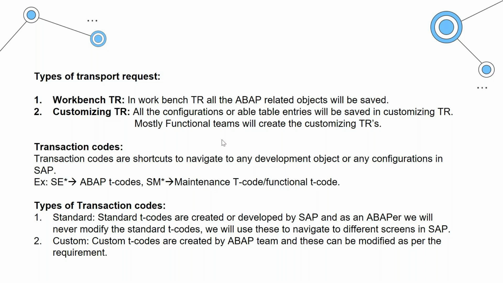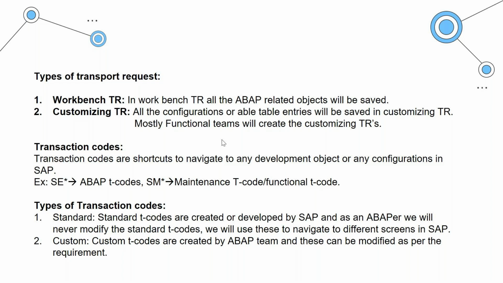Then transaction code or T code. What is a T code? In SAP, for us to navigate from one screen to another screen, we have to use a shortcut called a T code. In the command field on the top left corner, we provide our T code name and hit enter. Then it will take us to that T code. There are two types of T codes in SAP: standard versus custom. Standard means created by SAP, delivered by SAP. We should never ever modify any standard T code.